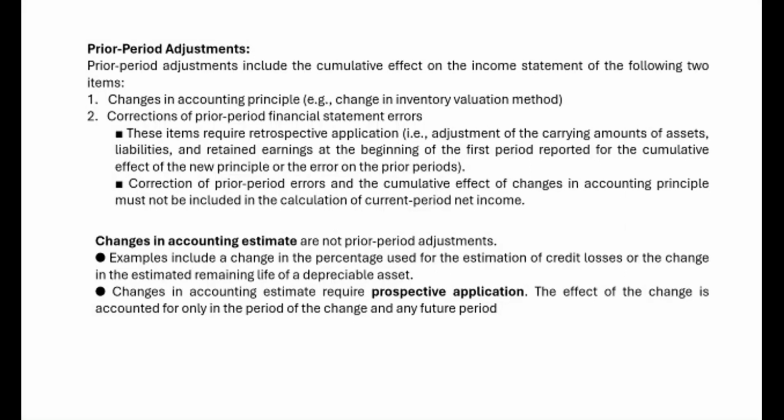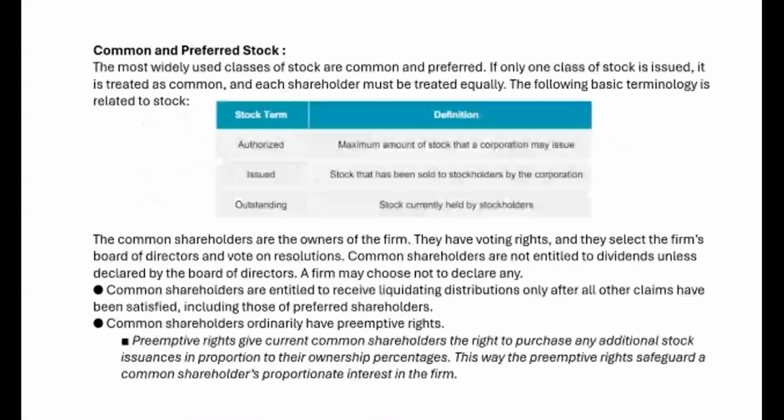Corrections of prior period errors and the cumulative effect of changes in accounting principle must not be included in the calculation of current period net income. Changes in accounting estimate are not prior period adjustments. Examples include a change in the percentage used for the estimation of credit losses, or a change in the estimated remaining life of a depreciable asset. Changes in accounting estimate require prospective application. The effect of the change is accounted for only in the period of change and any future period.